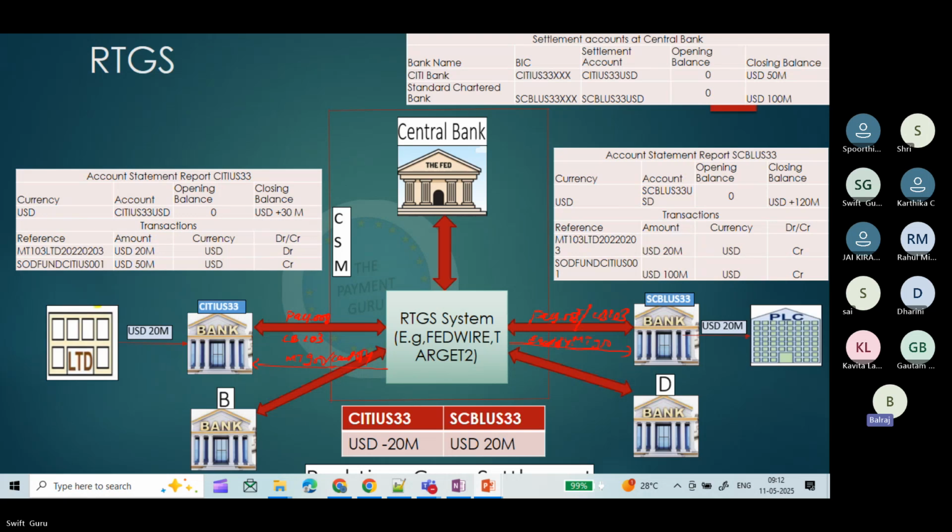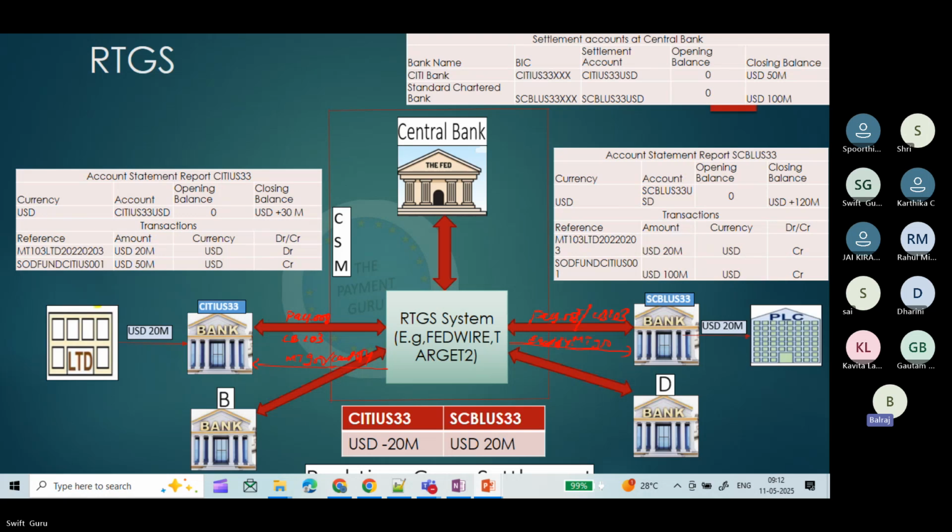Okay, thank you. So nostro comes into the picture when they are making a cross-border payment, right? This is within the country where they are making a payment. Understood. Okay, that means two settlement accounts, right?